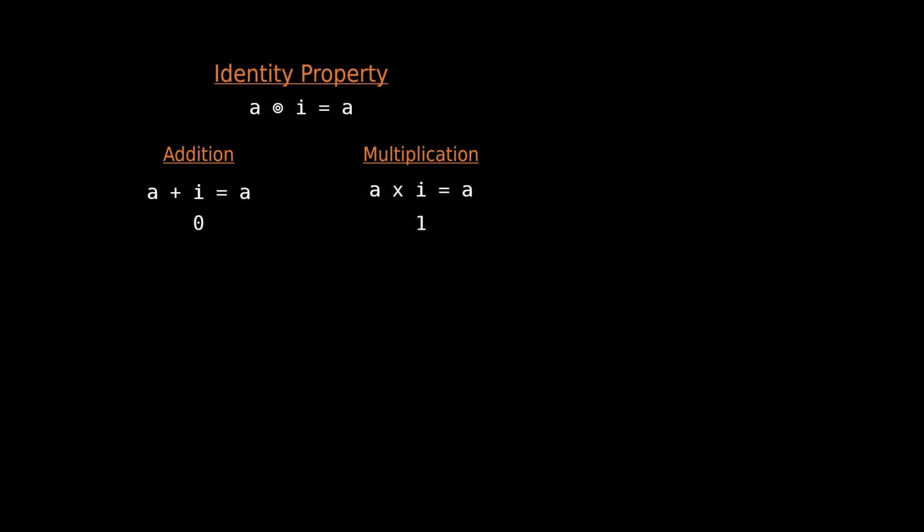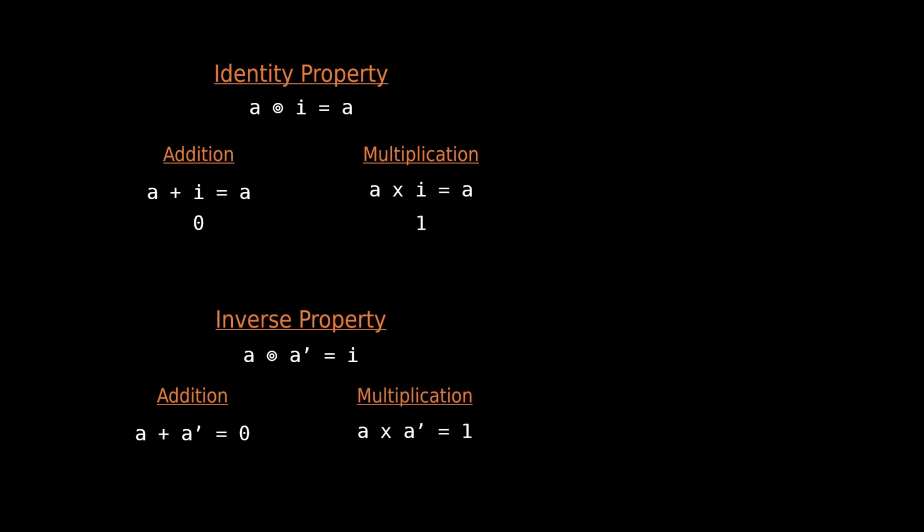Also, we need to know about another property called the inverse property. By definition, it is A operated by the inverse of A is equal to I, identity. Let's see examples again. For addition, A plus A inverse is equal to 0 because the identity for addition is 0. And for multiplication, A multiplied by the inverse of A should be 1 because the identity for multiplication is 1. We know that for addition, the inverse of A is negative A, and for multiplication, A inverse is 1 over A. Let's switch our focus back to CFrames now.